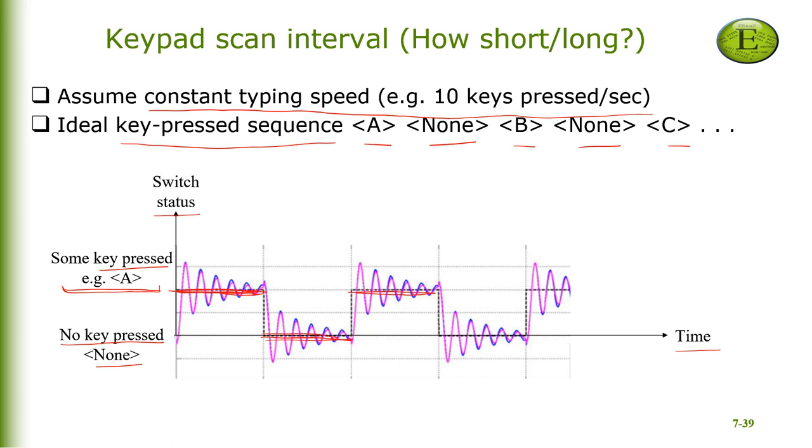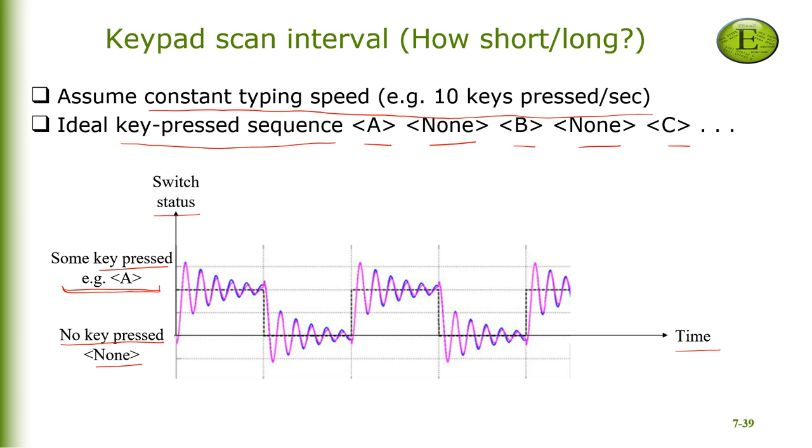Now, in an ideal world, it would have been a perfect square wave, but the one shown over here represents a more real-life situation, and that's because whenever a switch is pressed, and because the switch is a mechanical device, it tends to oscillate before settling to a stable signal. So these oscillations are essentially representing the switch bounce or debounce situation.